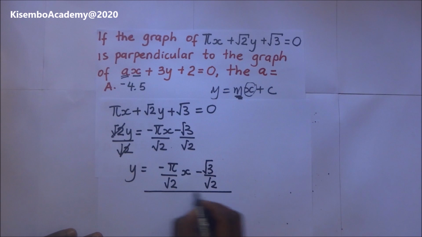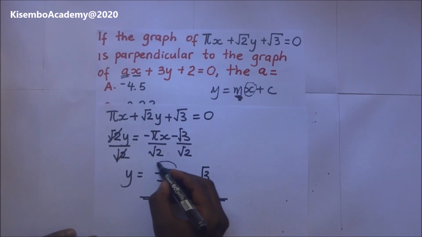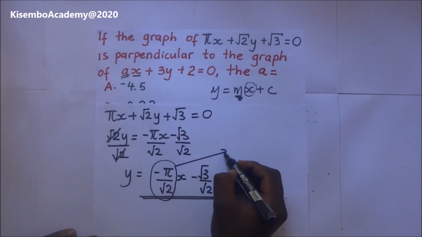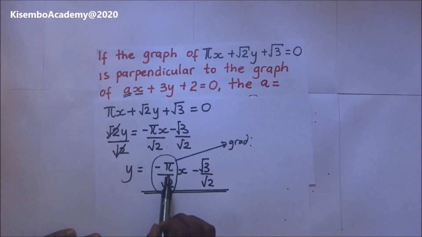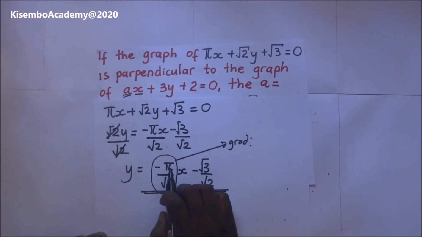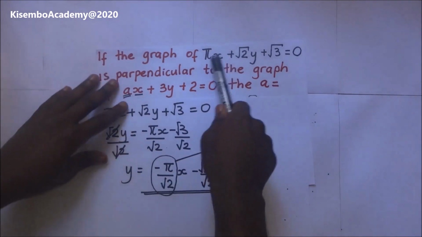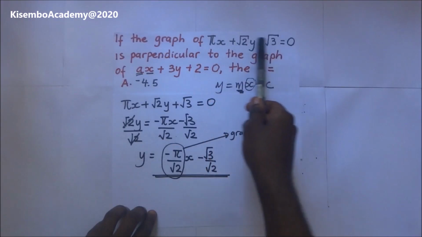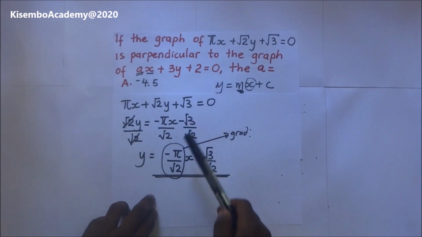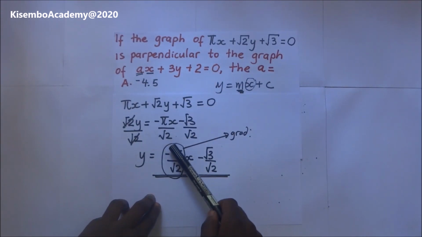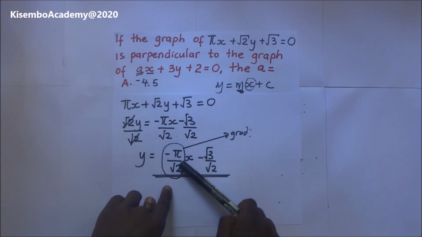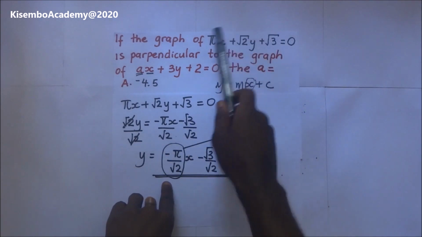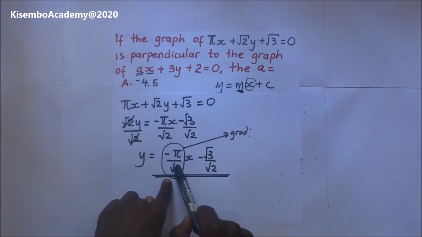So this is y is equal to mx plus c. This is the value of m, the gradient. This is the gradient of this graph. But now remember, this gradient here is the gradient of this graph. Since this equation is perpendicular to that, it means that the gradient of this is supposed to be the negative reciprocal of the other. In other words, when we multiply this gradient by this, we're supposed to be getting negative 1.